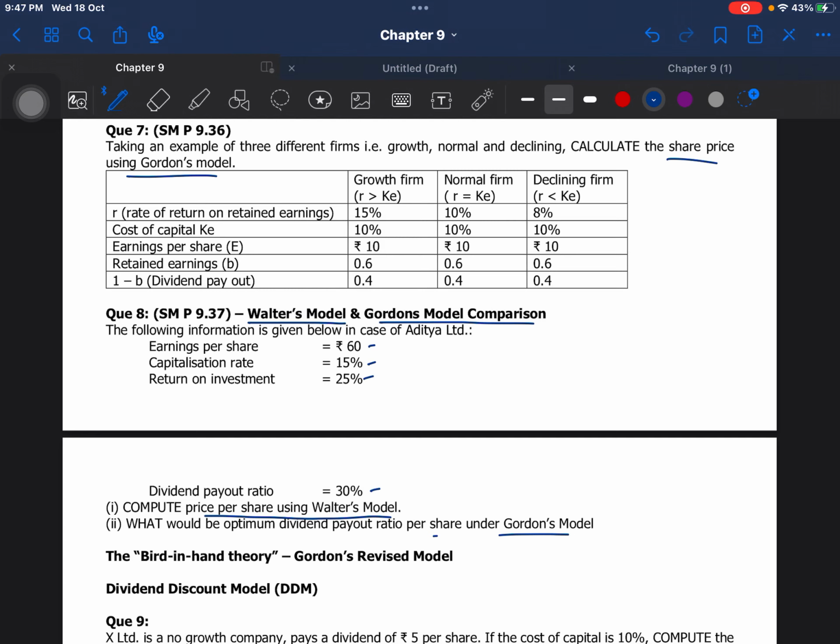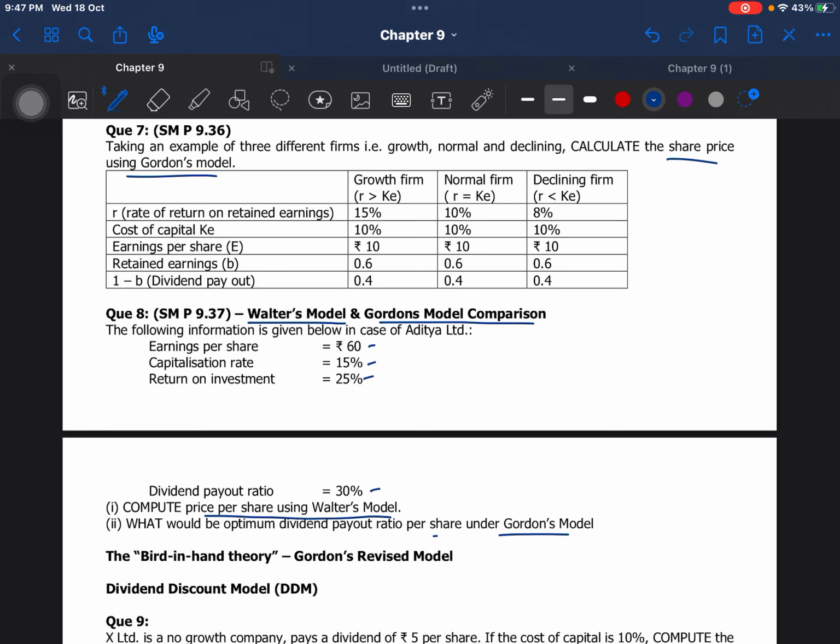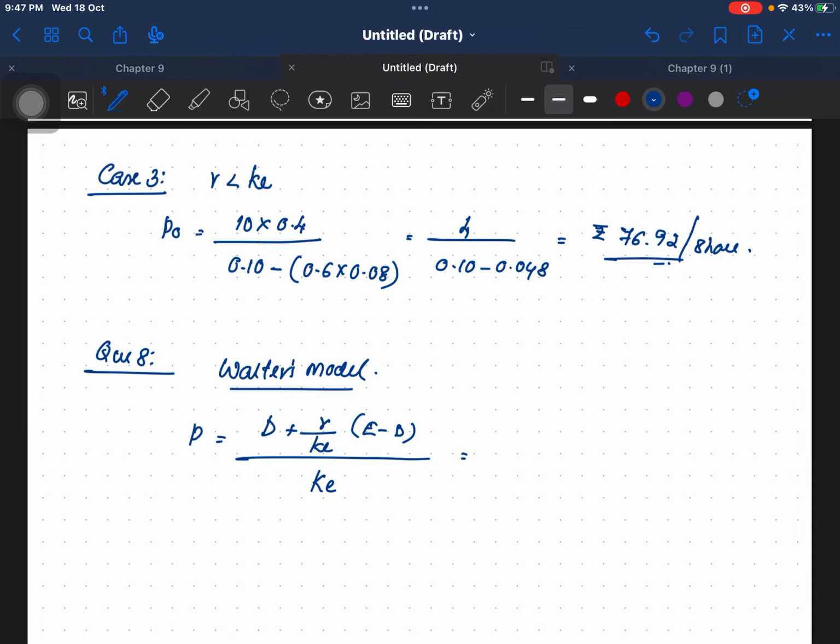So let's do the problem. First, Walter's model. What is the formula for Walter's model? P is D plus R by K into E minus D, all divided by K. What is D? D is dividend per share, which is to be computed. EPS is 60 and dividend payout ratio is 30%. So D is EPS into dividend payout ratio, that is 60 into 30%, which is 18.